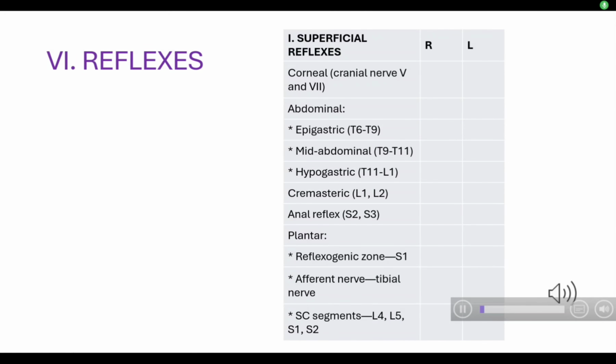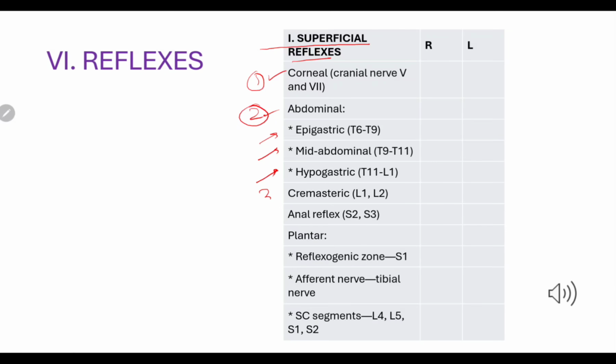Now we enter pillar 6, reflexes. We always divide this into categories, starting with the superficial reflexes. Your proforma contains the corneal reflex, the abdominal reflexes split across epigastric, mid-abdominal and hypogastric segments, the cremasteric reflex and the anal reflex. In our future sessions, we will look at exactly how these pathways rely on both a functioning peripheral arc and cortical modulation.